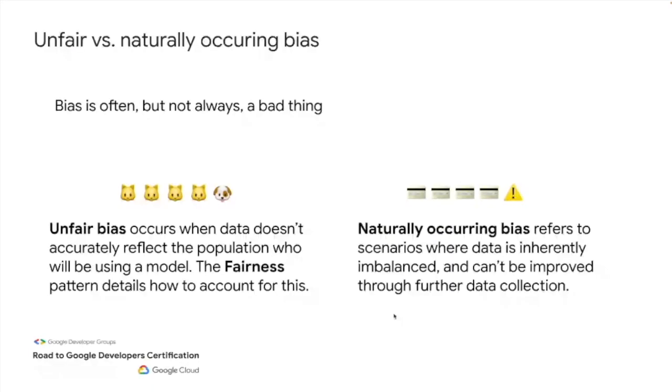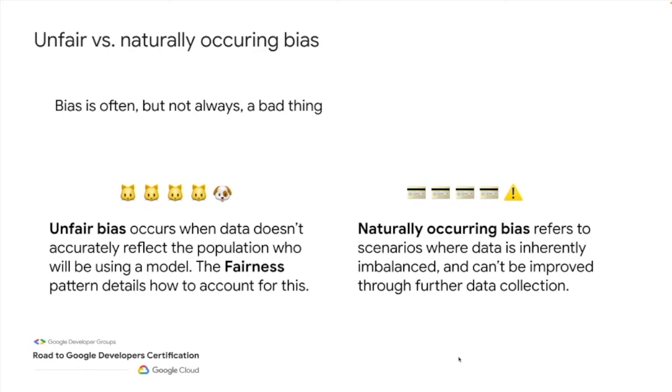Then you have unfair versus naturally occurring bias. As mentioned, bias is often, but not always, a bad thing. You have unfair bias when data doesn't accurately reflect the population who will be using a model. For example, you have a lot of cats and a dog, but you're looking at a generic pet model. Then you have naturally occurring bias, which refers to scenarios where the data is imbalanced and can't be improved through data collection, like, for example, fraudulent cards. Hopefully, people stumble on fewer fraudulent cards than correct ones, but who knows with the internet.